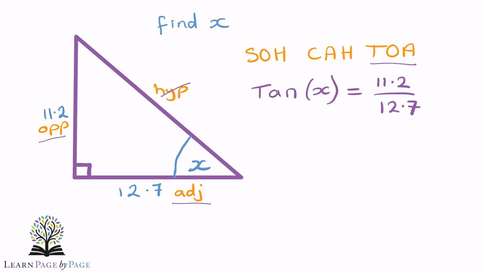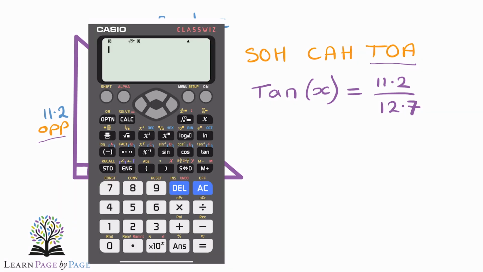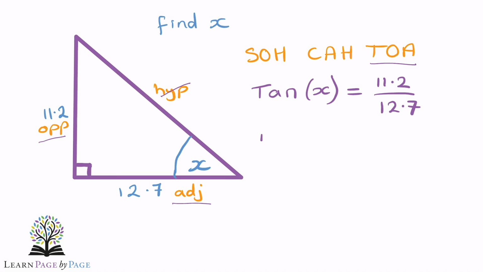So we have 11.2 divided by 12.7. So we go shift tan this time. Use the fraction button. 11.2 divided by 12.7. Come up and close your bracket. And then your answer, 41.4. That's what we expected. Tan X equals 41.4. And as it's degrees, we usually don't have any decimal places with degrees. That will equal 41 degrees. You write x equals 41 degrees.